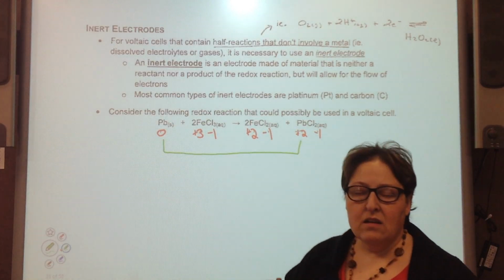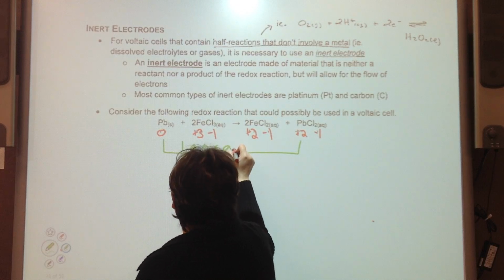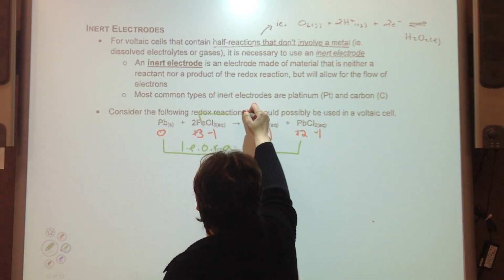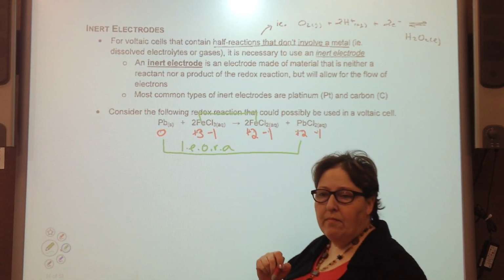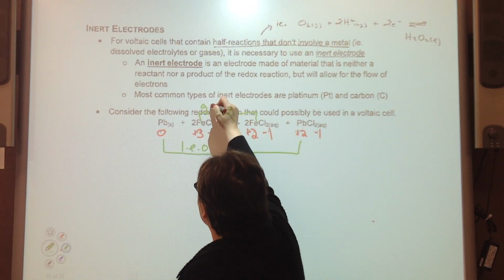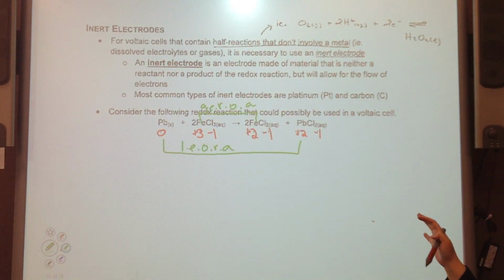So we see lead going from 0 to plus 2. What is that? Loss of electrons. And we see iron going from 3 plus to 2 plus. What's that? Gain of electrons. Good call. So we can already tell which side's going to go on the anode side and which side's going to go on the cathode side because we've identified our reducing agent and we've identified our oxidizing agent. So looking back in your notes, which one is going to be on which side?